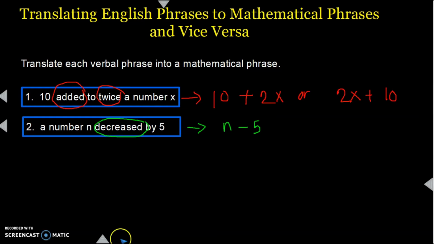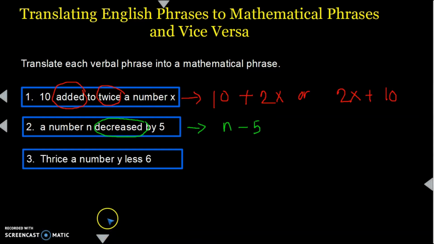Let's move on to the next given. The next given is thrice a number y less 6. So, in that given, kita niyo yung keyword natin ay thrice and then less. So, thrice again is a keyword in multiplication and then less is in subtraction. So, when we translate that, it will be equal to 3 times the number y less 6. Okay. And no other answer for that. Okay. Let's move on to the fourth given.